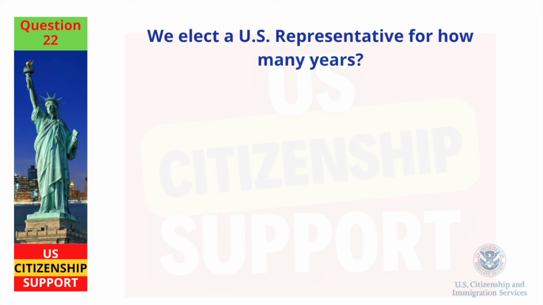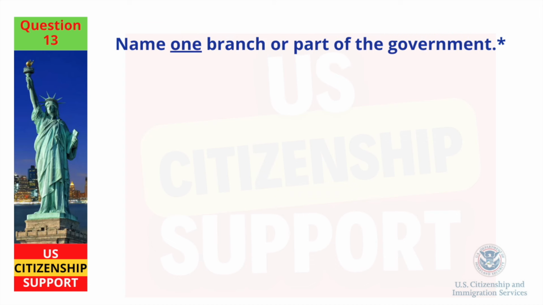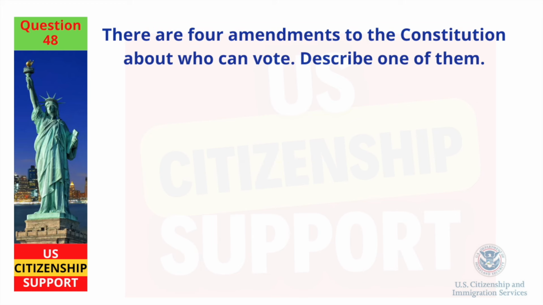We elect a U.S. representative for how many years? Name one branch or part of the government. There are 4 amendments to the Constitution about who can vote. Describe one of them.